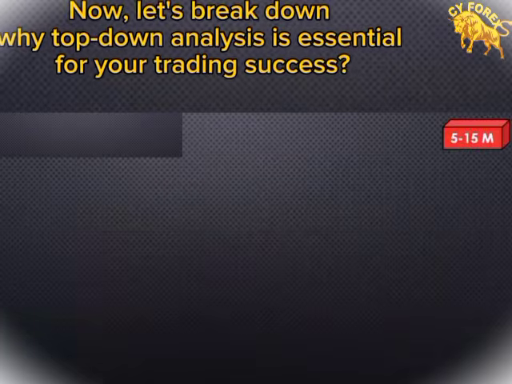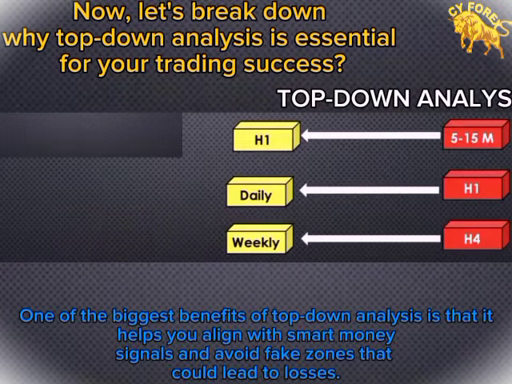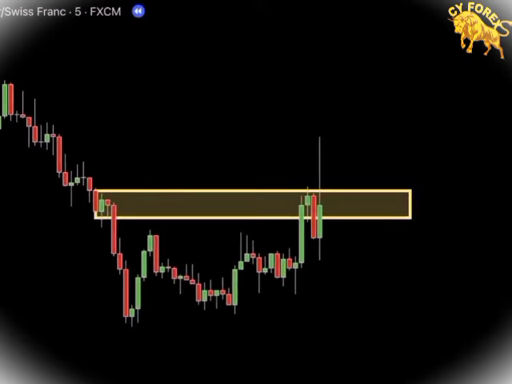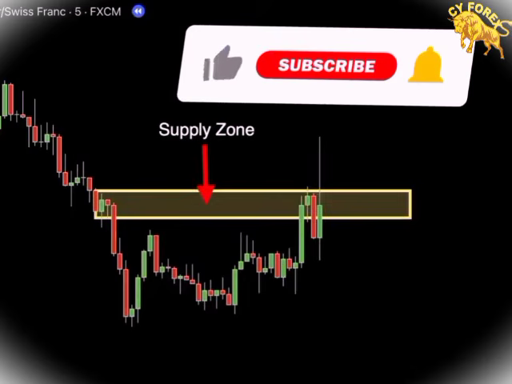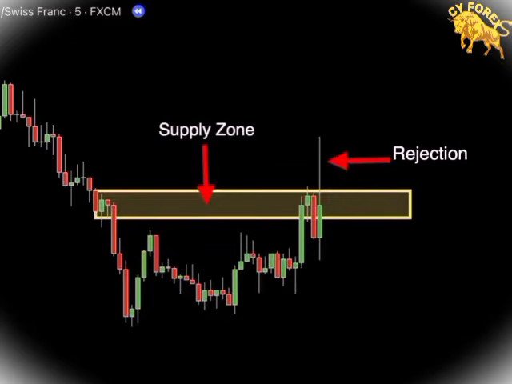Now, let's break down why top-down analysis is essential for your trading success. One of the biggest benefits of top-down analysis is that it helps you align with smart money signals and avoid fake zones that could lead to losses. Here's a great example. Let's say you're analyzing the US dollar Canadian dollar on the 5-minute chart. You spot what looks like a strong supply zone, and as the market approaches, there's a clear rejection, making it seem like the price is set to move down. It might look like a great short setup at first glance.